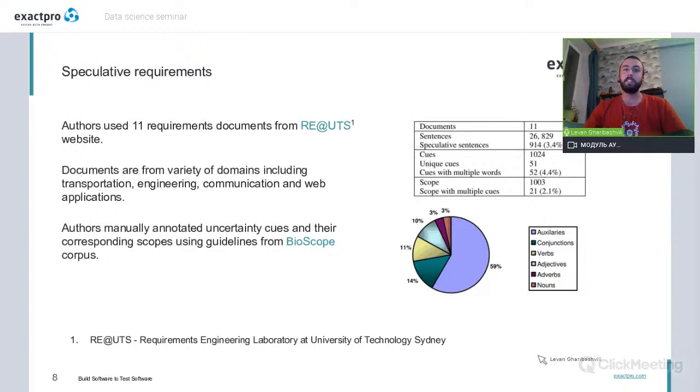And here we can see these are different categories of uncertainty cues. And we can see that we have uncertainty cues in almost all parts of speech. So we have many different ways of expressing uncertainty.